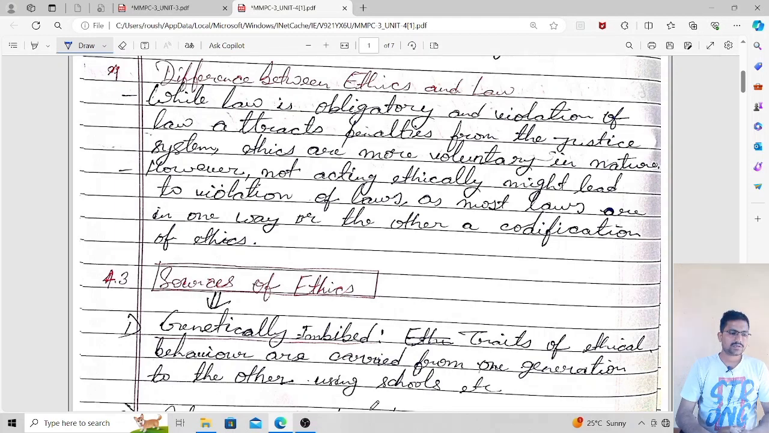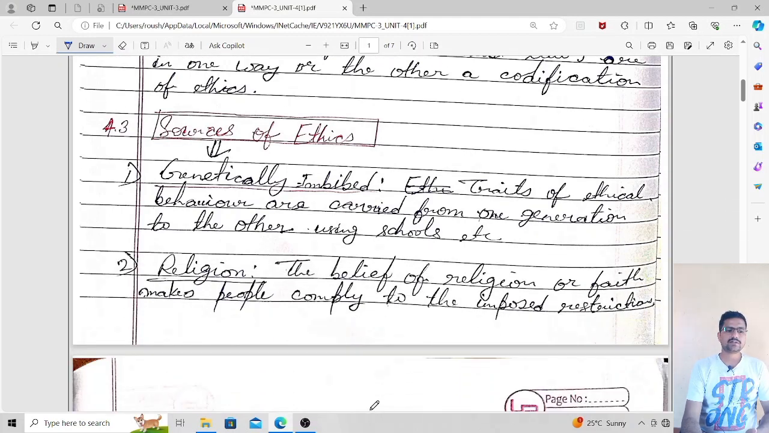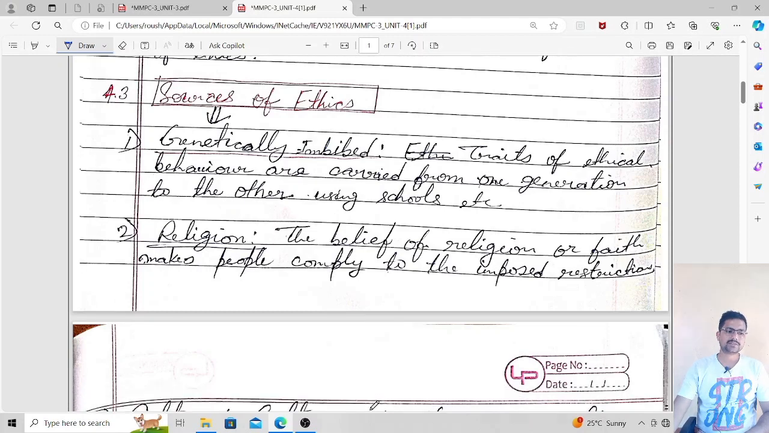Sources of ethics. The first source given is genetically imbibed. Genetically imbibed traits of ethical behavior are carried from one generation to other using schools, and from one generation to the next generation ethical behavior are transferred. So that's why genetically imbibed traits of ethical behavior are carried from one generation to the other using schools, etc. So that is the first source, genetically imbibed.